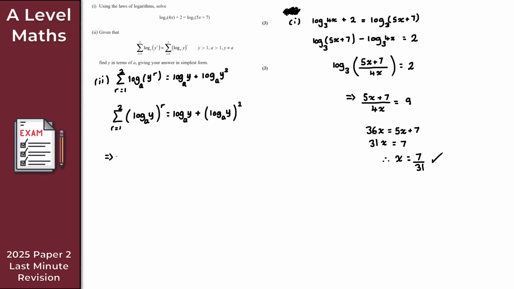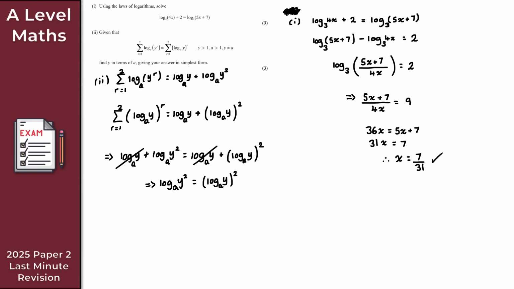So in that case, what I get here is log y base a plus log y squared base a is equal to log y base a plus this term here, log y base a all squared. Now straight away, I can see that these 2 terms here just cancel, right? So what I've got here is log y squared base a is equal to log y base a all squared.